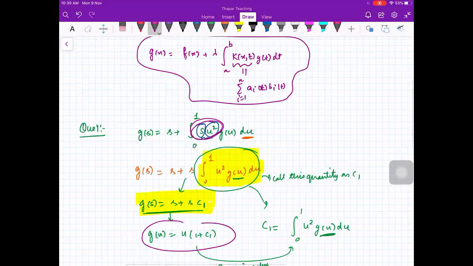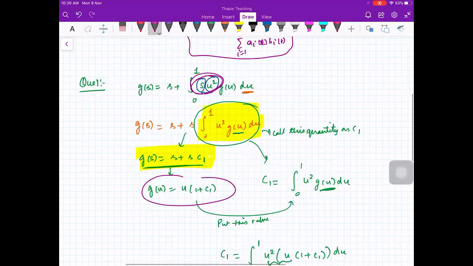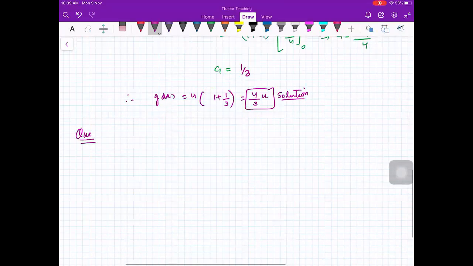So this was simple. Now let us look at an example where you have two terms in the kernel, and so on. You can have many terms in the kernel. Let us look at this example. y of x is equal to x plus lambda integral 0 to 1 of (x t square plus x square t) y of t dt. So now you see again here you can see this is a separable kernel.